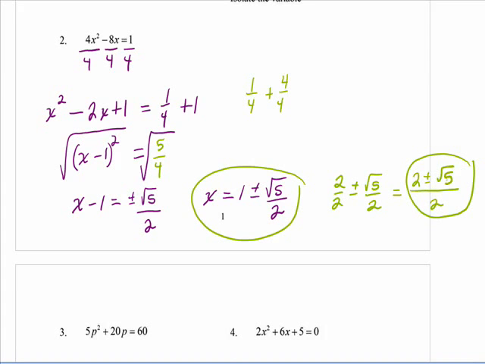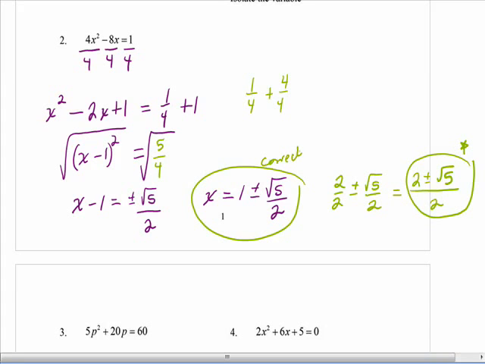Which way should you write it? This is probably a little bit more elegant, but this is also correct. I haven't decided if I'm going to mark you wrong for not doing the more elegant way. Either is fine. All right, you guys, let's keep going.